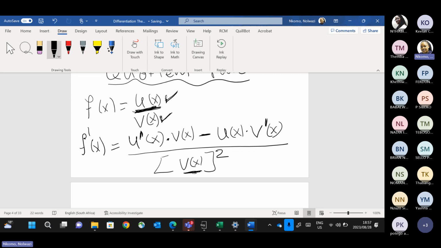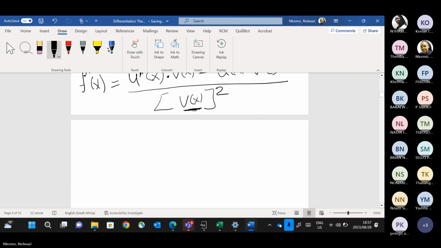Right. Let's do an example here. Okay, suppose we are given f at x as e to the power x over 2x plus 1, and we are asked to find f prime at x.